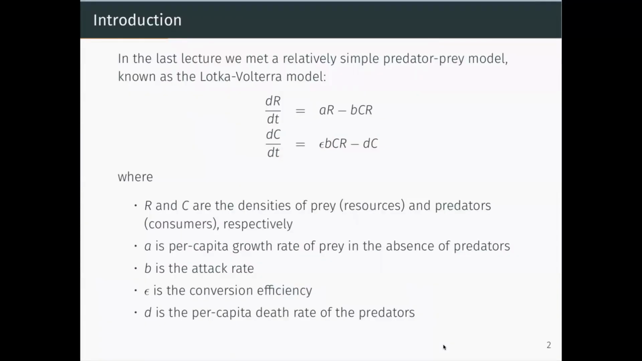This is the model that we met last time, the Lotka-Volterra predator-prey model. We have a resource or prey given by R, and a predator or a consumer given by C. We have a linear birth term for the prey, a linear death term for the predators, and then we have this type 1 functional response for our predator-prey interaction.